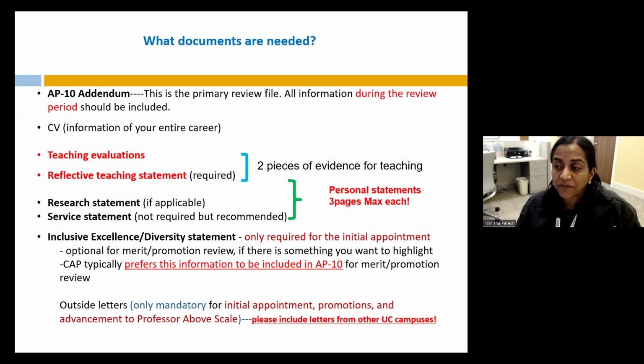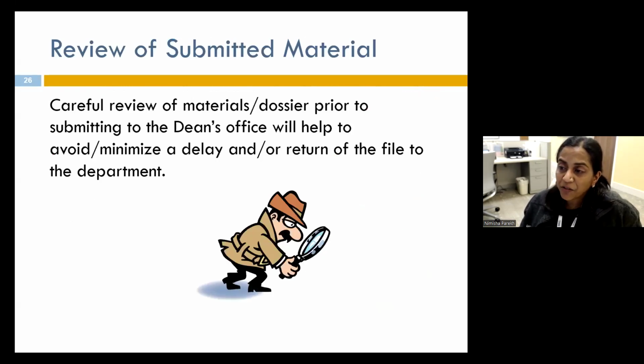For HS, a reflective teaching statement is required. Now, other statements, if it's applicable, if you're doing research, you may want to include a research statement, but it's not a requirement. Service on the different things you're doing, not required, but recommended. And then a statement on inclusive excellence and diversity is required for initial appointment, but if there's something you want to highlight that you couldn't highlight very well on your AP10, this would be a spot where you can include an inclusive excellence diversity statement. I'm not going to talk about letters quite yet. All right. So then you're going to review. It's really important to review your materials before submitting to the dean's office.